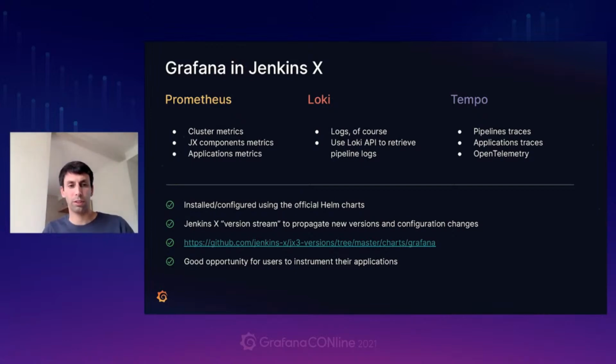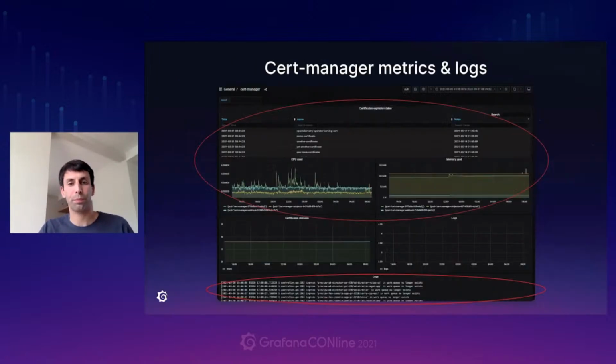So Grafana is installed and configured using the official Helm chart. Everything is open source, so you can check it out if you want to see which version we are using, which values, and so on. And yeah, having Grafana set up by default and configured the right way in JenkinsX is a good opportunity for people using JenkinsX to do continuous delivery in Kubernetes to also start instrumenting their applications if they want to, because everything is already there for them.